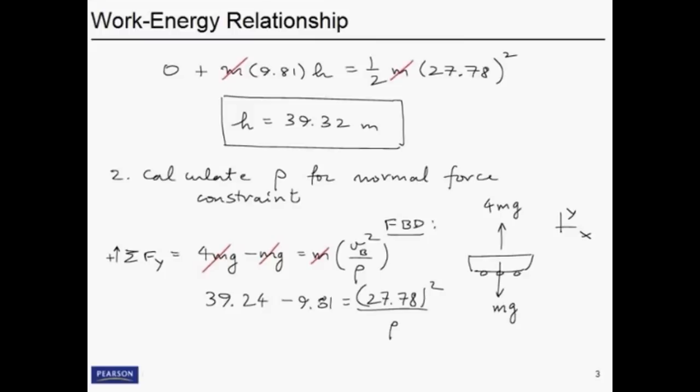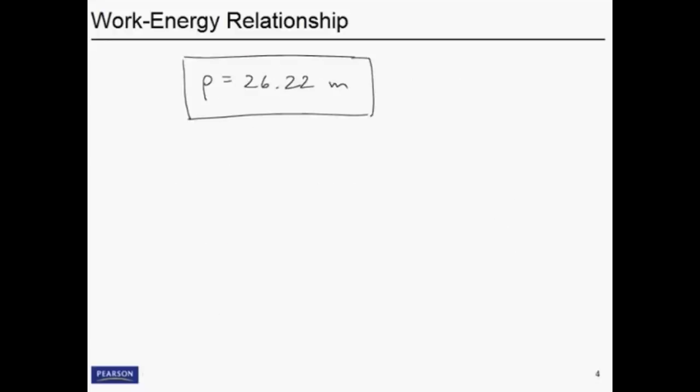Then the kinetics part of this was the normal force constraint, where we had to draw a free body diagram and limit the normal force. And when we did that, and we equated that to the acceleration in the normal direction times the mass, we found out that we could isolate the radius of curvature and solve for the required radius of curvature a little over 26 meters.